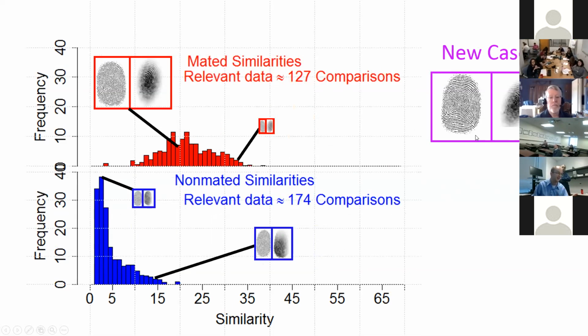And then using this filtered database, we can look at what was the result returned from the algorithm in the context of the relevant component of our database. So if the comparison between these two patterns resulted in a score of 13, we can now go look at what proportion of the mated population returned a score of 13 and what proportion of the non-mated population returned a score of 13.